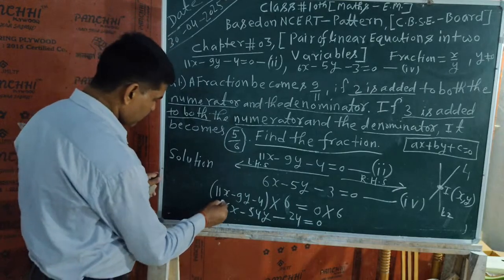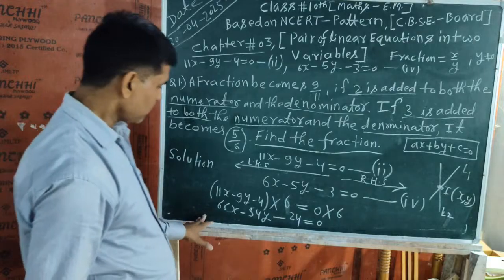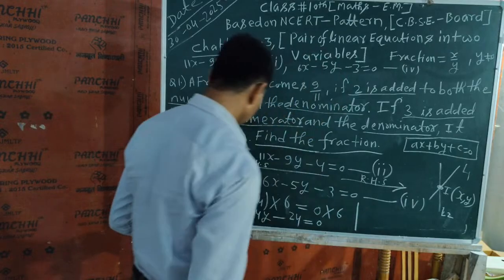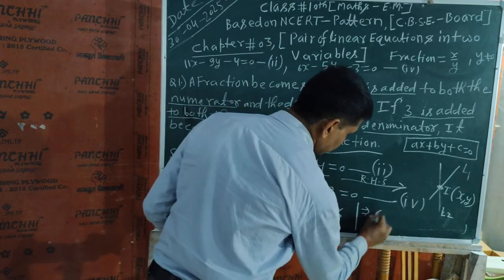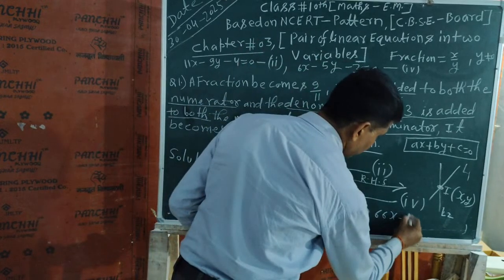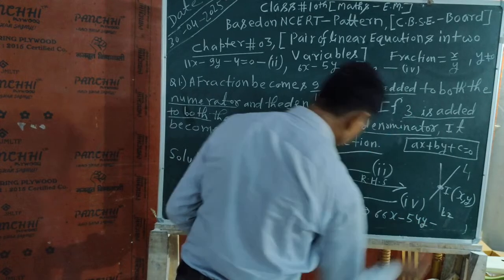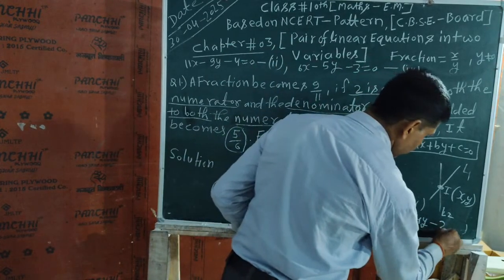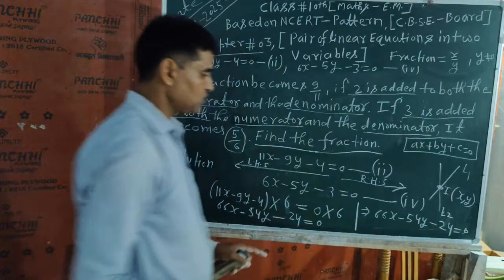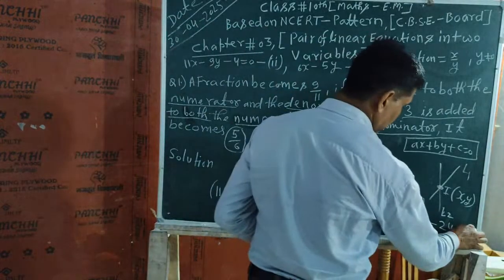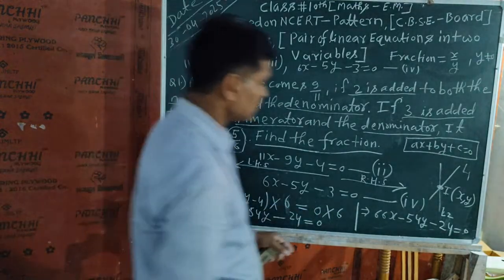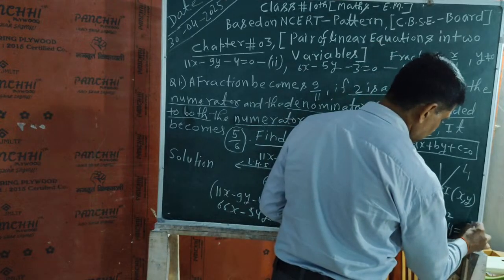So further, this equation I can simplify and write like this: 66x minus 54y minus 24, which is equal to 0. Okay, students, each and every student has to write this information. So this will be equation number 5.